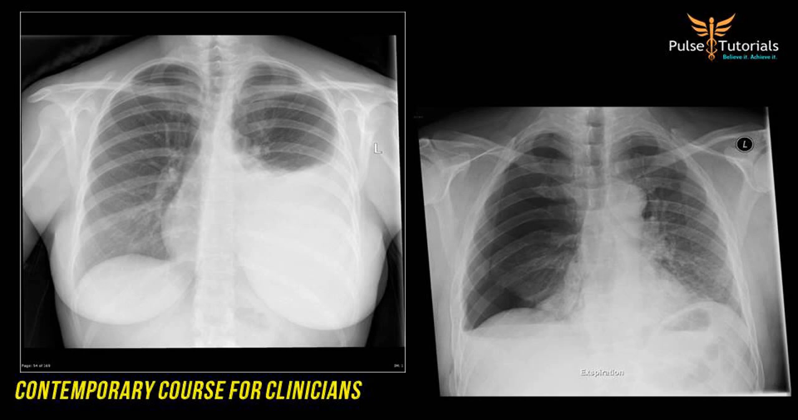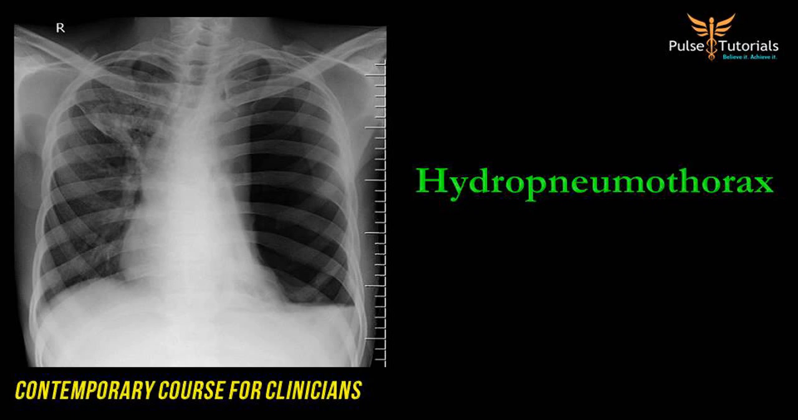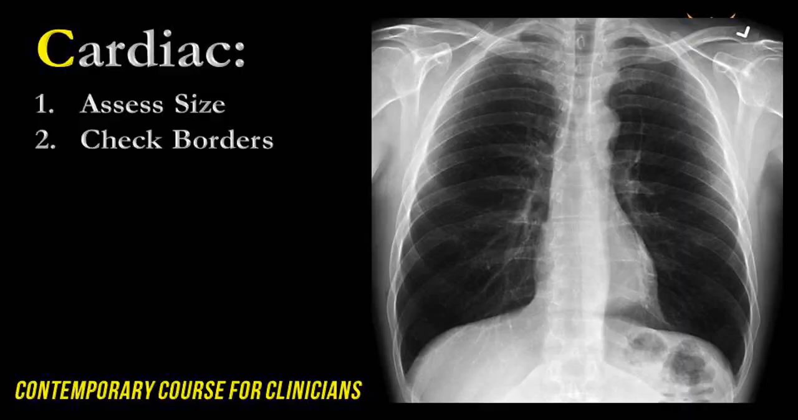What if air and fluid has collected? Then we will call it hydropneumothorax, right? So keep this in mind when we are seeing a chest X-ray. Whenever you see something collected inside the pleura, do check out for tracheal deviation, because these two features always go hand in hand.